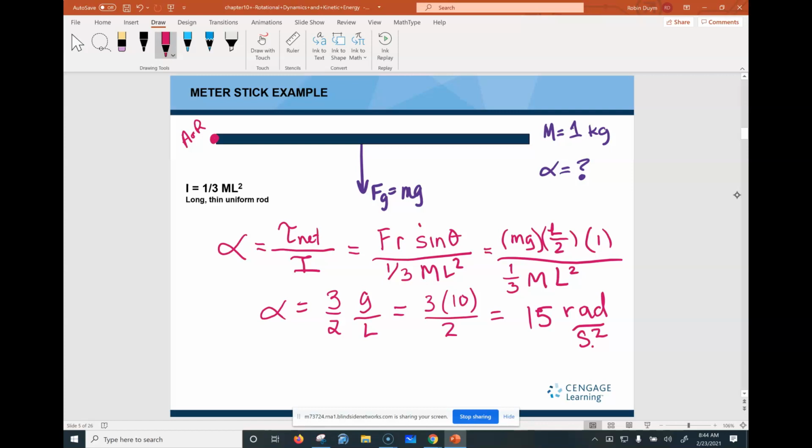Oh yeah, double checking the math. Let's see. This L goes away, one of them and this one, and then this goes and this goes. And then the 3 pops up, the 2 drops down, and then we have a g over L, so that's 3 times 10, and then that should be 5.1, right? Oh no, it's times 1, duh. I'm sorry, it's 1 meter.